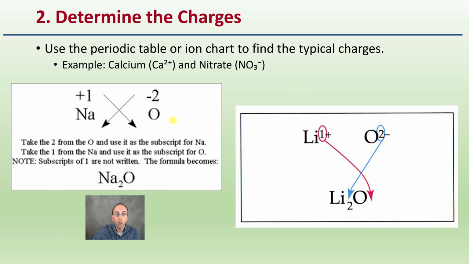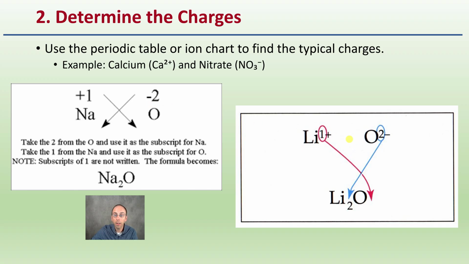So here we've got sodium, and we've got oxygen as another example. Take the 2 from the oxygen and use it as the subscript for the sodium. Then take the 1 from the sodium and use it as the subscript for the oxygen. Note subscripts of 1 are not written, so this formula would become Na2O. So we can see we're taking those charges, we're using basically what's called the crisscross method, or simply crisscrossing them. However, just as a reminder, we don't write the 1 there. We do carry the 2. We just carry the numbers, none of these signs that go with that.